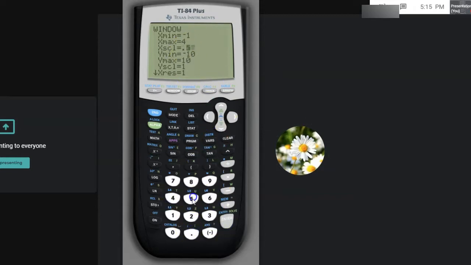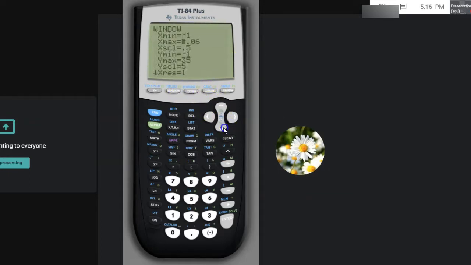Let's have the x scale be every half a second. Y min is 0. Let's actually make that like negative 1. Let's have the y max be a little more than 28, so let's maybe have it be 35. And then let's have the y scale be 1, x resolution, and let's have the delta x be 0.001. Okay, let's graph this. So those are our two constant values. And then hopefully we get our parabola.